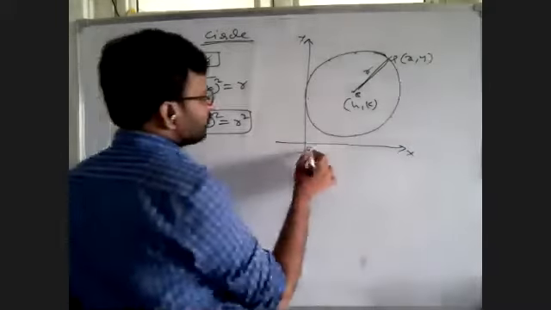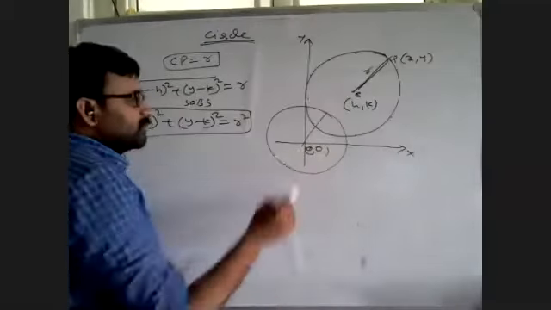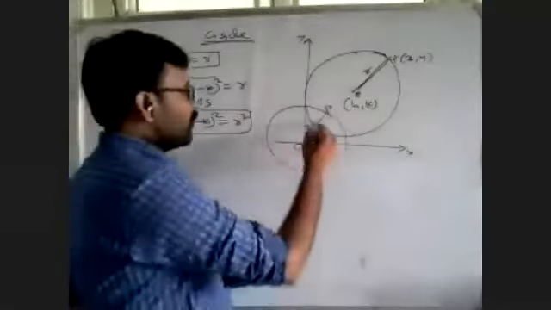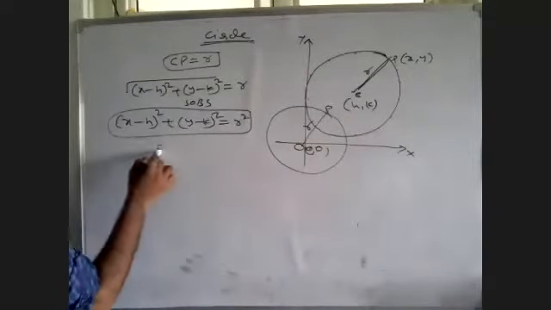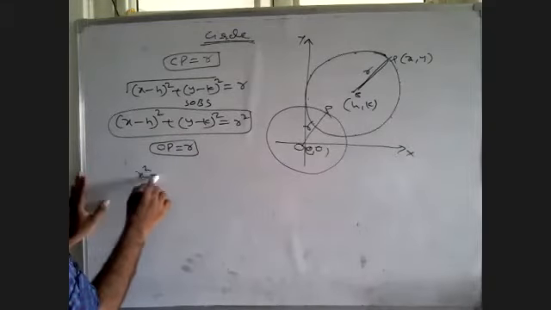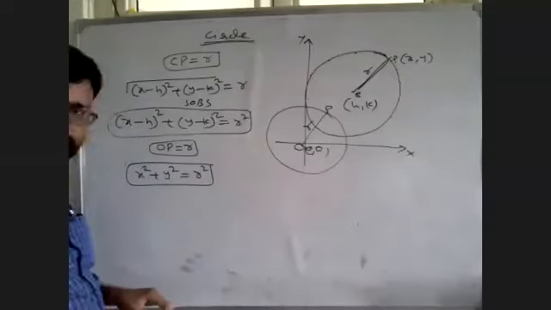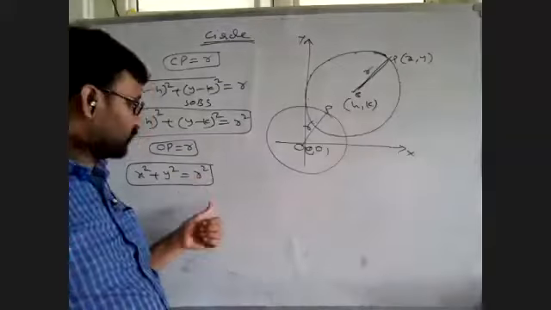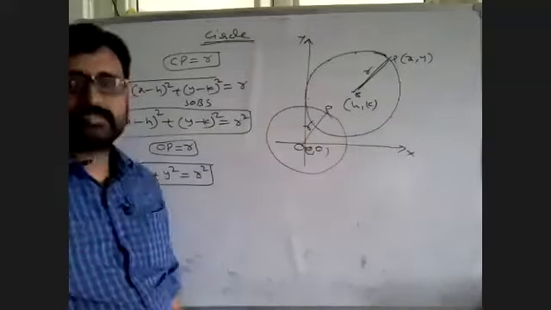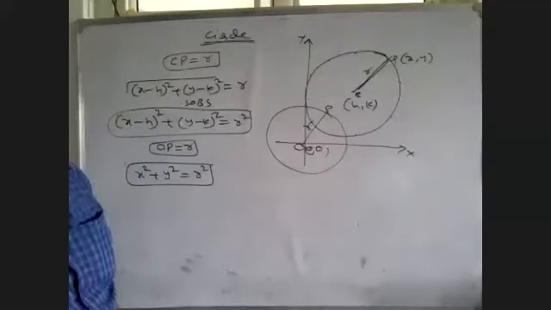Suppose the center is (0, 0). If this is the center, then this is the circle equation and this is the radius. From the origin to any point P on the circumference, the distance is r. Then you will get OP equal to R as the condition. Then what is the circle equation? X square plus y square is equal to r square, with center h equal to 0, k equal to 0, that is (0, 0), and radius r.